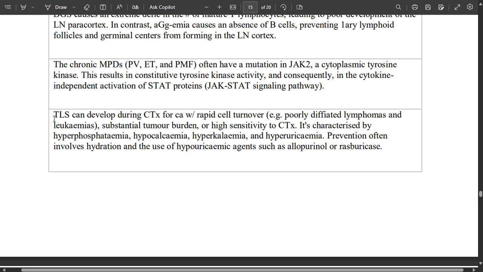Prevention often involves hydration and the use of hypouricemic agents. So water has to be given, and the use of uricemic agents such as allopurinol or rasburicase. So rasburicase or allopurinol can be given.